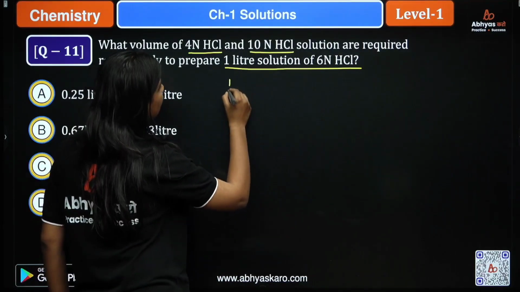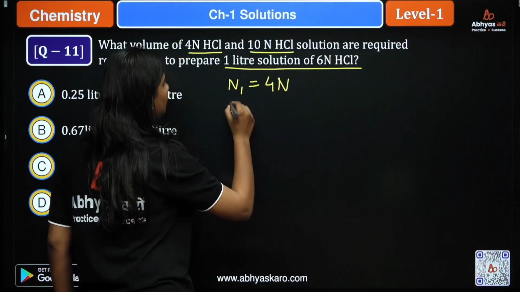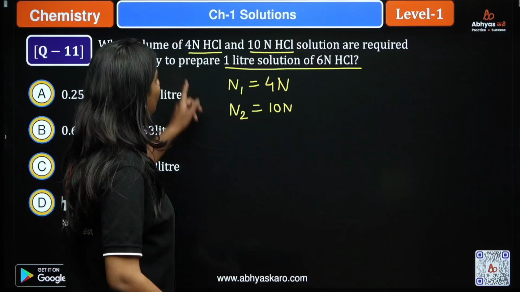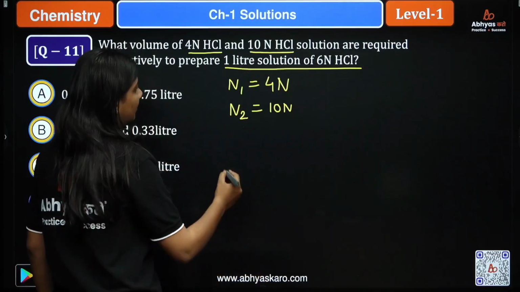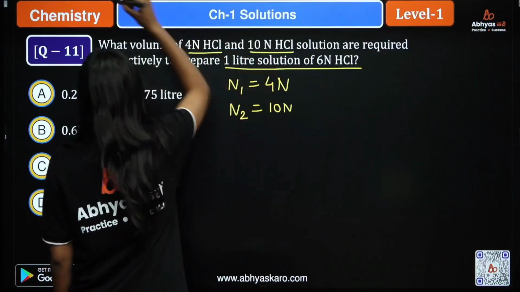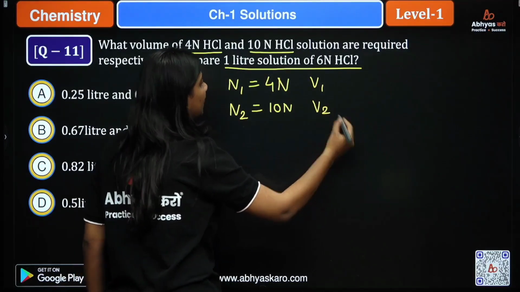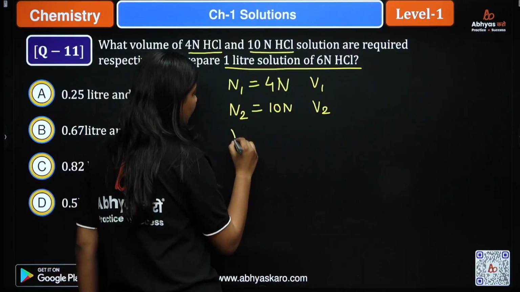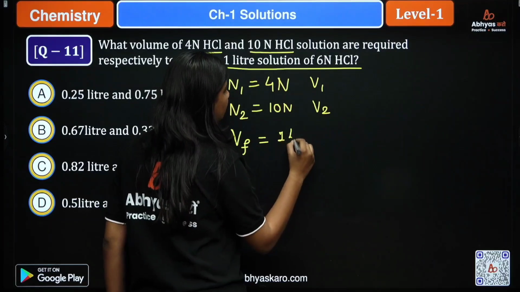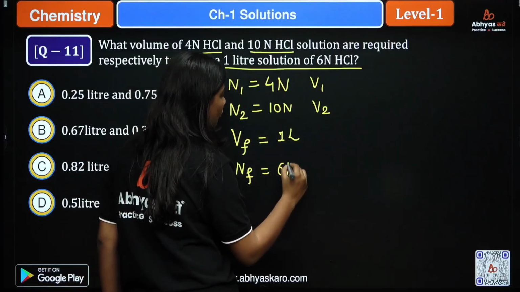So N1 is equal to 4 normal, N2 is equal to 10 normal. What volume of 4 normal and 10 normal HCl is required? Let's say V1 volume is required for this, and for N2, V2 volume is required. And the final volume we can say should be 1 liter, and the final normality should be 6 normal.